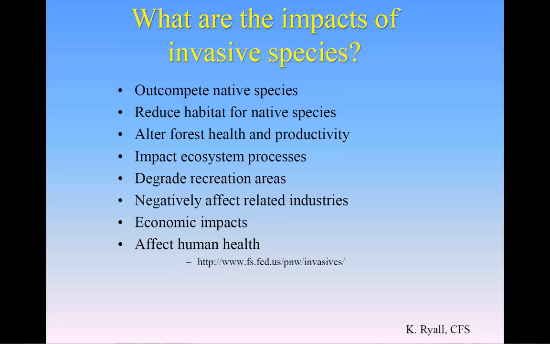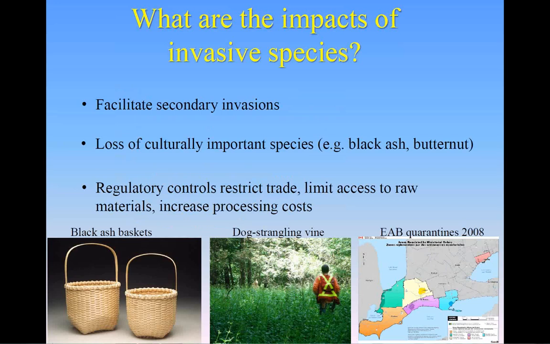we go on here to affect the industry, so industries that are dependent on those species, like for timber and other goods, can no longer have access to that raw material. There's economic impacts, just losing that material, and there's effects on human health. In some cases, such as the story about emerald ash borer affecting human health by losing trees in the urban environment. There are also some secondary impacts, like they facilitate invasions by other species.